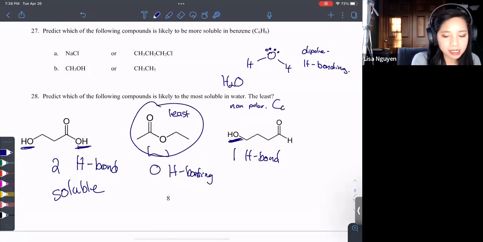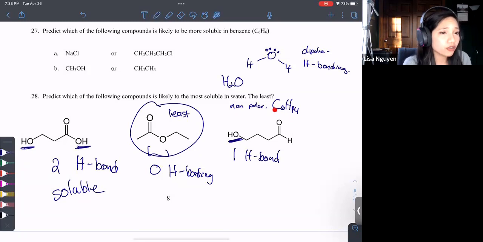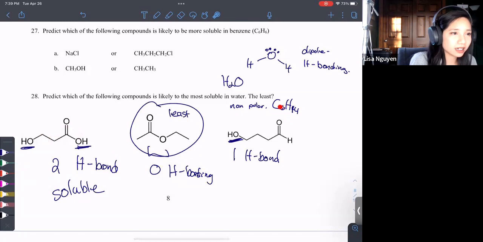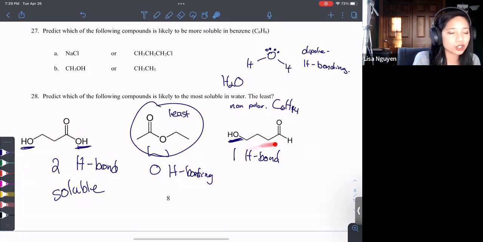If it was like C6H14 hexane, the answer would be different, because you would want more non-polar compounds to dissolve in a non-polar solvent. This is superpolar. It is, yeah, superpolar, can hydrogen bond. That doesn't mesh well with a non-polar solvent like hexane. So that's a similar type of question. For hexane, I wouldn't use these examples.